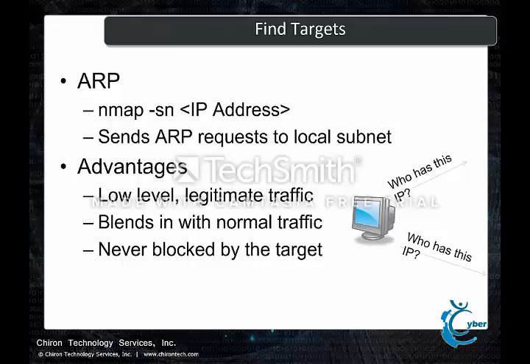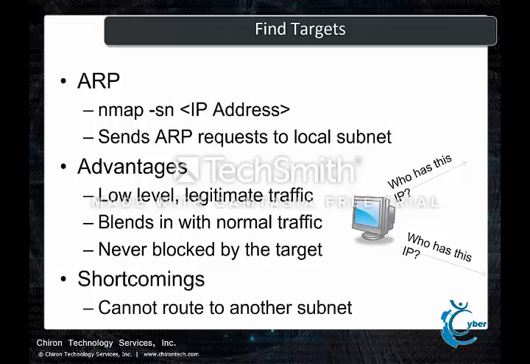If someone's already baselined their network traffic, this is something that should not be flagged on an IDS or an IPS. And it's never, ever blocked by the target. They will never block ARP traffic internally on a network. If they do, I would hate to have to work on that network. The shortcoming is that you cannot route this outside to another subnet. So you're really locked down into that network that you're currently investigating or on.